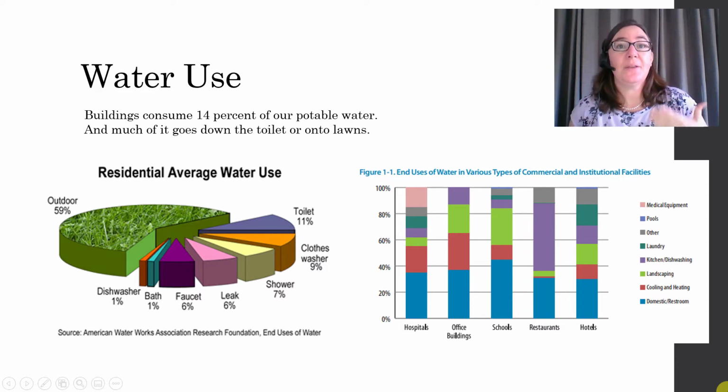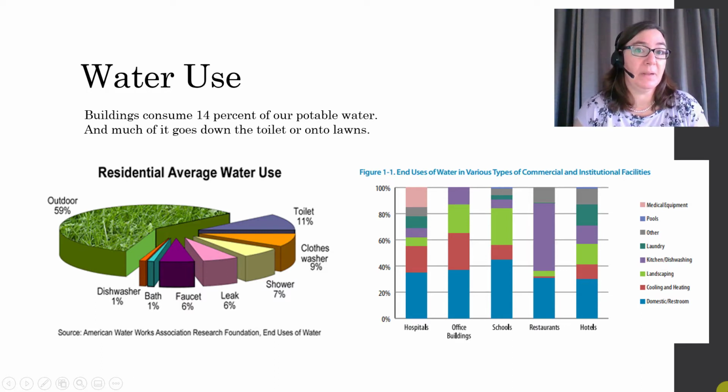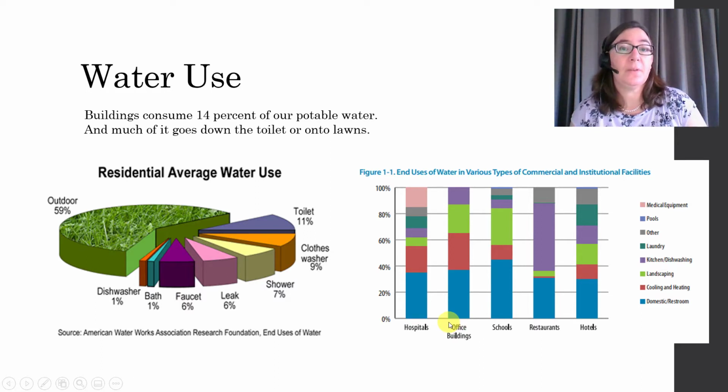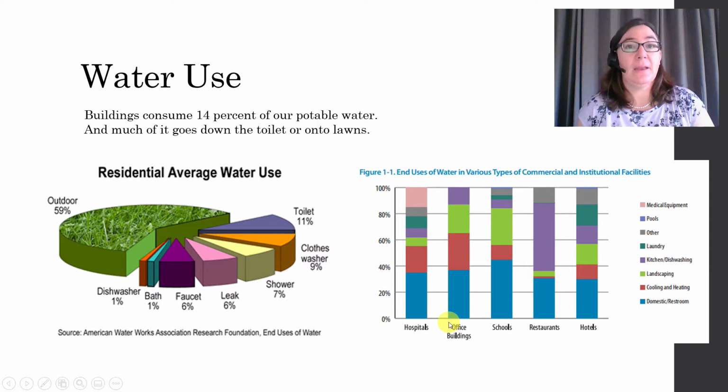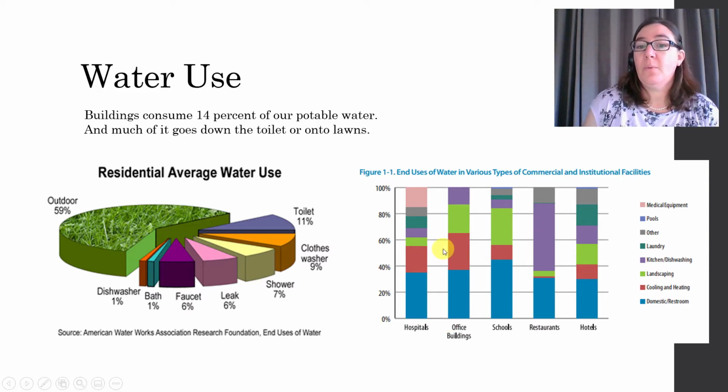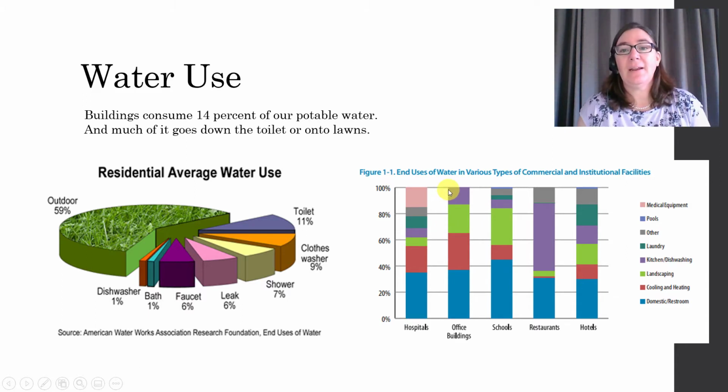On the right-hand side of your slide, you can see that water use varies by type of building in the commercial and institutional buildings. All right, so let's just take a look right here at the office buildings. This amount of water is used by domestic and restroom uses. That's including drinking water and toilets, all right, and sinks. We've got a large amount used for cooling and heating systems. Another large chunk of it is the landscaping. There's those lawns again, all right. And finally, some is used for kitchen use.